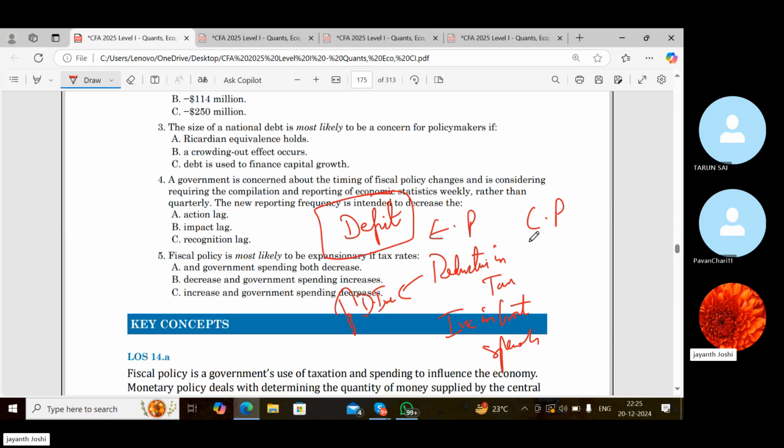Contractionary policy: hike in taxes, reduced government spending, and that leads to surplus. If more taxes are collected, it leads to surplus. Make a note of this.